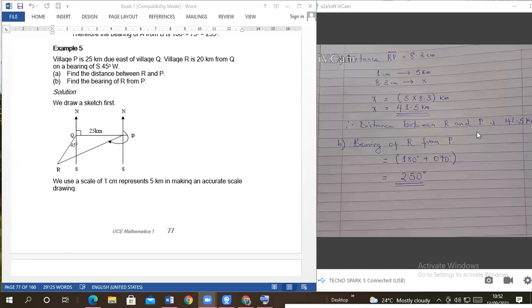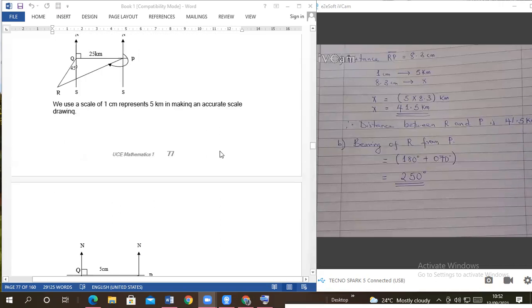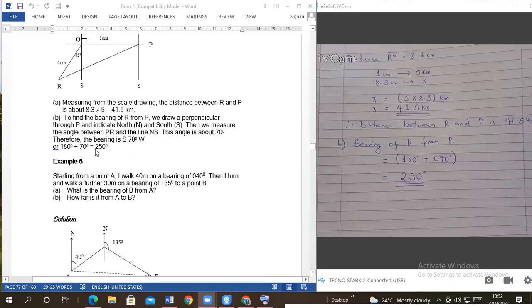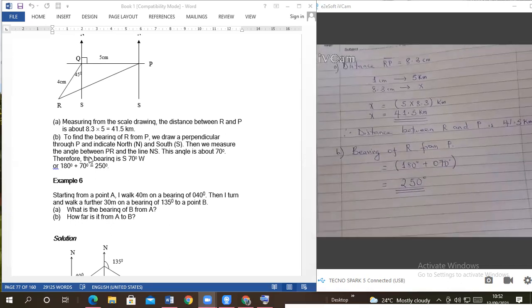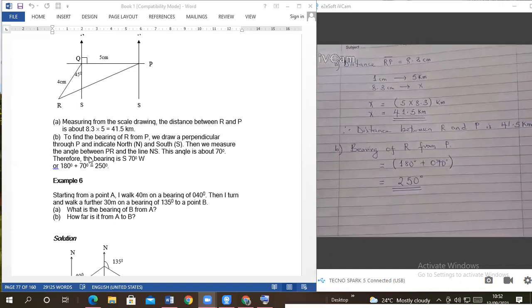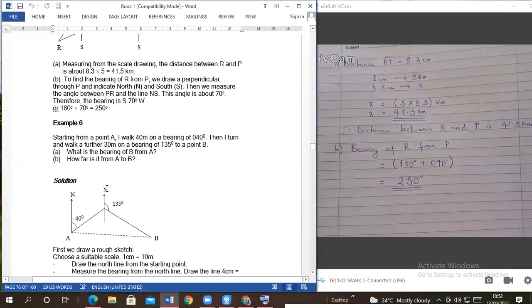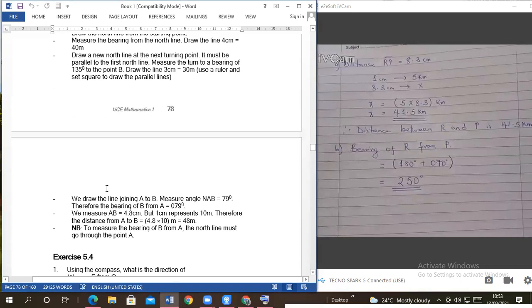Is 2 what? So you can see even from there, we are very accurate. We got 41.5 kilometers, then 250 degrees. Members, have you seen that? Yes. That's how we make accurate drawings. Now let's move to the next example.